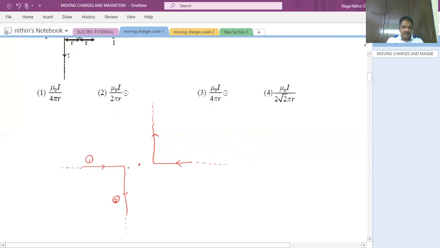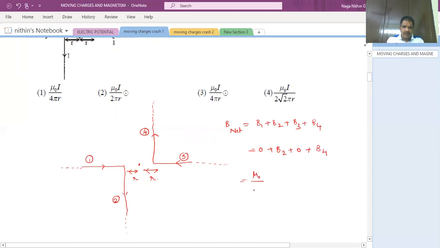They gave this distance as R, this distance is also equal to R. So let this be the third part, let this be the fourth part. B net is equal to B1 plus B2 plus B3 plus B4. B1 is already zero because this point is on the same line. Because of B3 also it will be zero. So B2 plus zero plus B4.